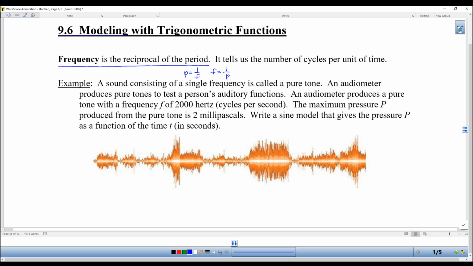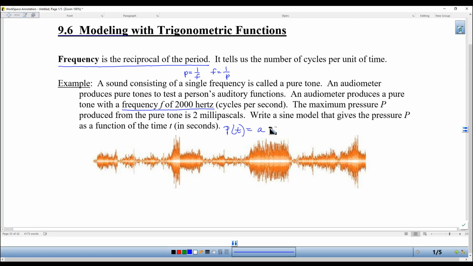A sound consisting of a single frequency is called a pure tone. An audiometer produces pure tones to test a person's auditory functions. An audiometer produces a pure tone with a frequency of 2000 hertz. The maximum pressure, P, produced from the pure tone is 2 millipascals. Write a sine model that gives the pressure P as a function of time. So we want P of T, and they want it to be a sine model.